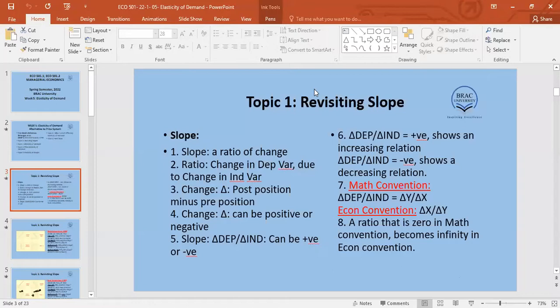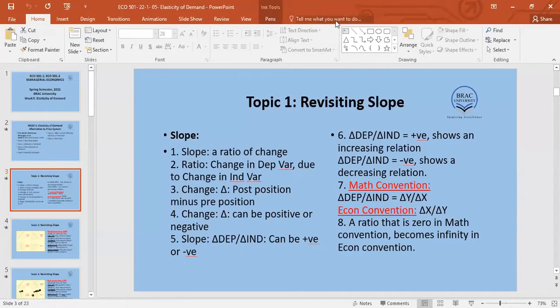Then we were saying another thing: in the mathematics convention, the reference axis is the x-axis. So change in dependent by change in independent becomes del y by del x. In the economics convention, we put price on the vertical axis. The principle is the same, change in dependent by change in independent, but now that becomes del x by del y. Why is this happening? Because our reference axis is now the y-axis, which is the price axis.